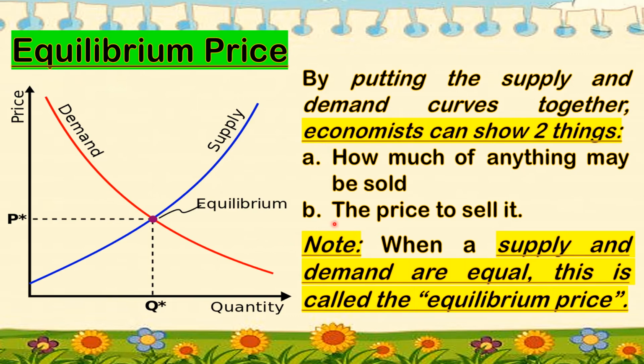Always remember that when supply and demand are equal, this is called the equilibrium price. So as you can see here, class, on the left side of the monitor, you can see here the price and you can see here quantity. So when supply here and demand here meet at a certain point, this is what you call equilibrium price.